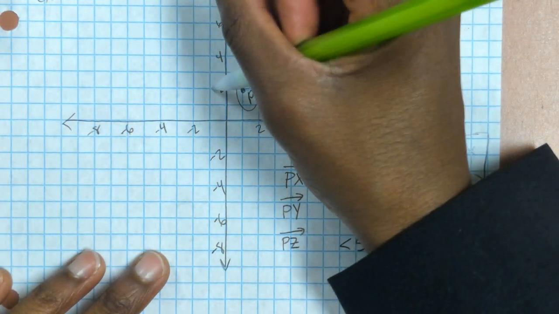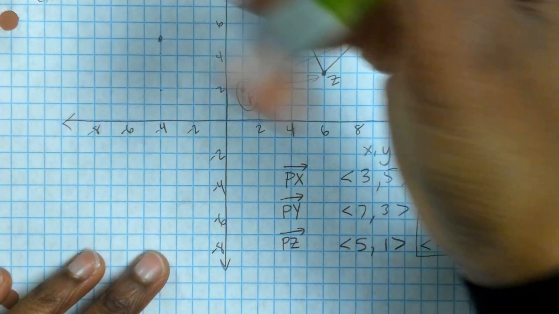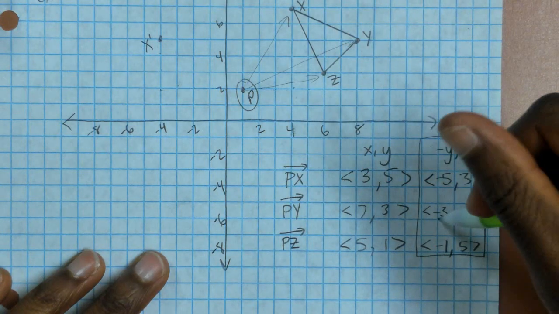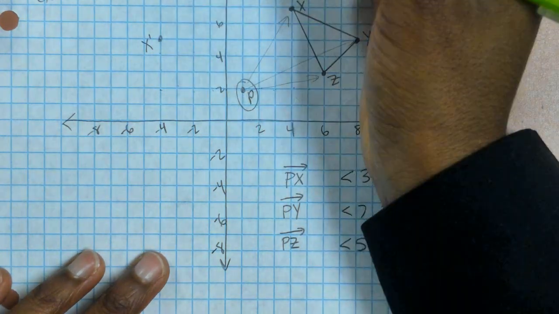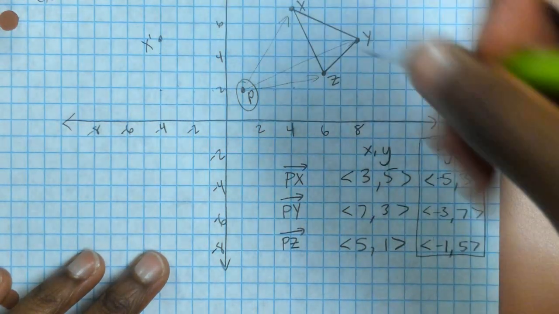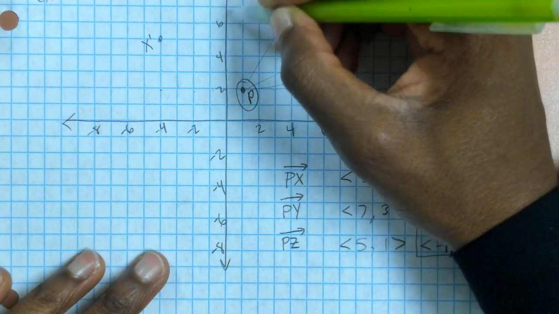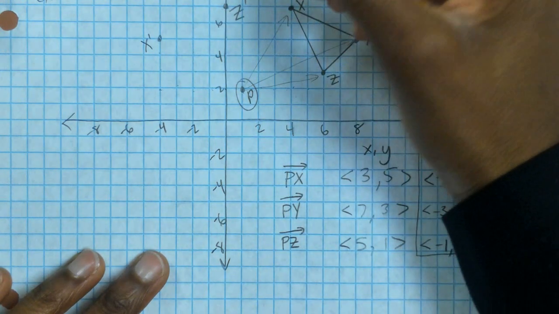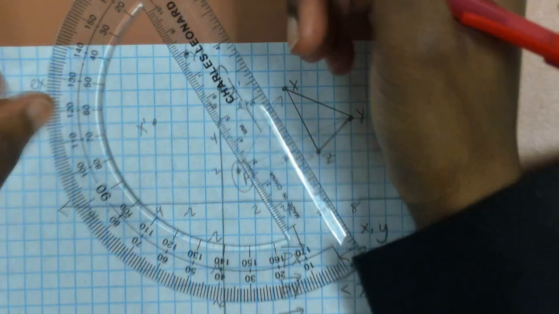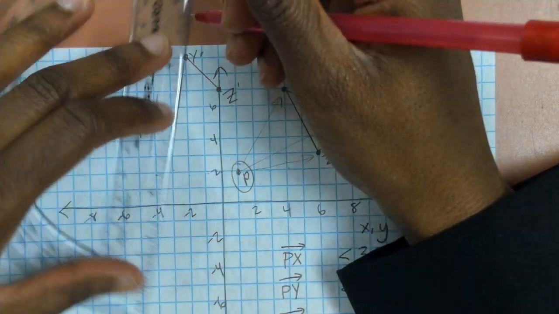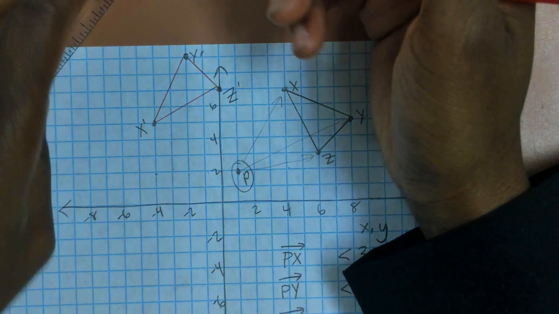So negative 1, 2, 3, 4, 5, and then 1, 2, 3. So this is going to be x prime. Negative 3, 7 is going to be y prime. And negative 1, so starting at P going over 1, and then 1, 2, 3, 4, 5. Okay, so those would be my new coordinates. I'm transforming this around P, rotating 90 degrees.